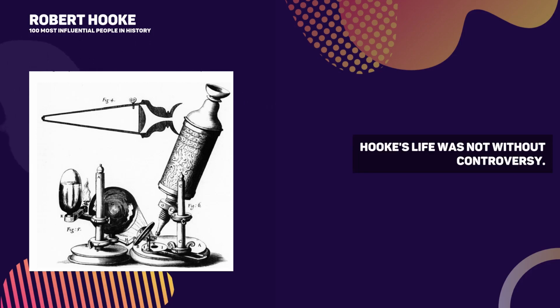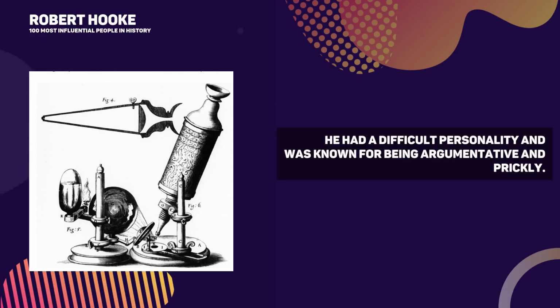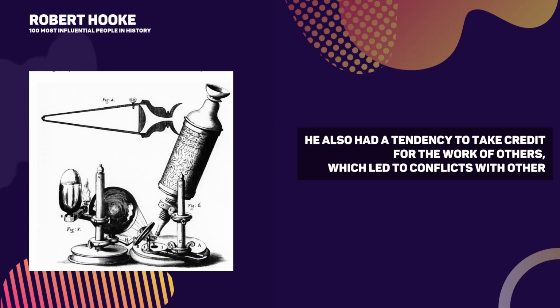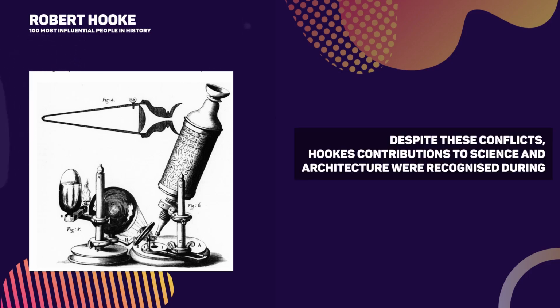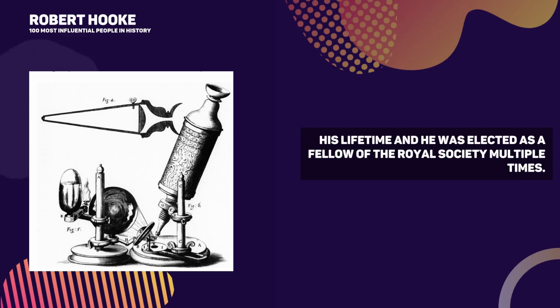Hooke's life was not without controversy. He had a difficult personality, and was known for being argumentative and prickly. He also had a tendency to take credit for the work of others, which led to conflicts with other scientists of his time. Despite these conflicts, Hooke's contributions to science and architecture were recognized during his lifetime, and he was elected as a Fellow of the Royal Society multiple times.